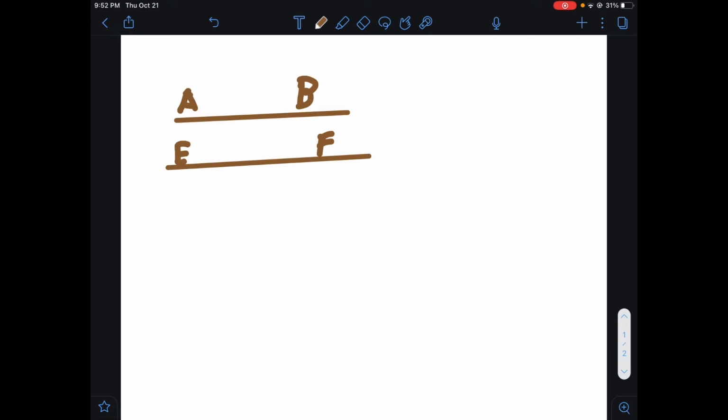This line that I'm gonna draw is a parallel line. Lines A to B and E to F are not intersecting because they continue their own way, and infinitely they cannot connect.